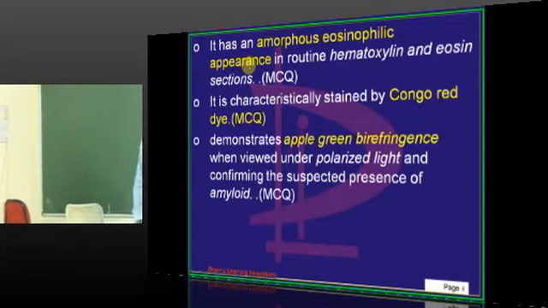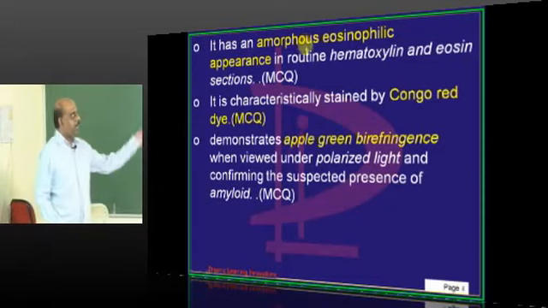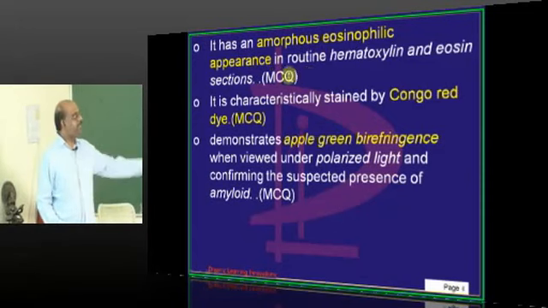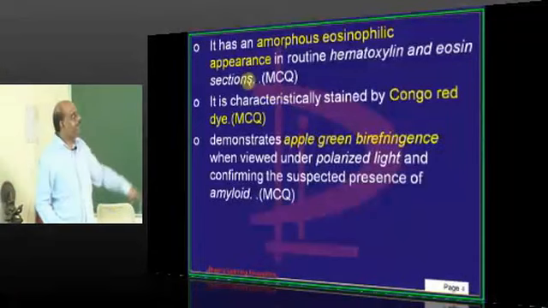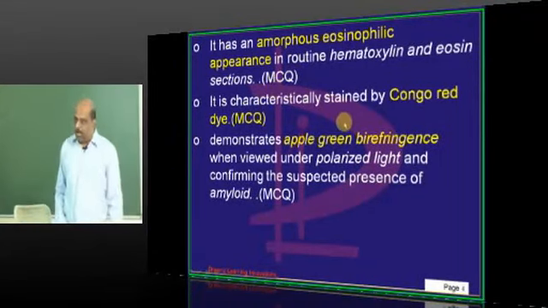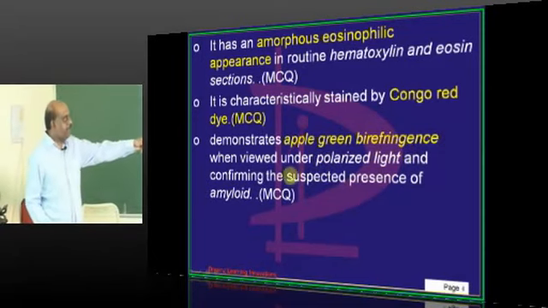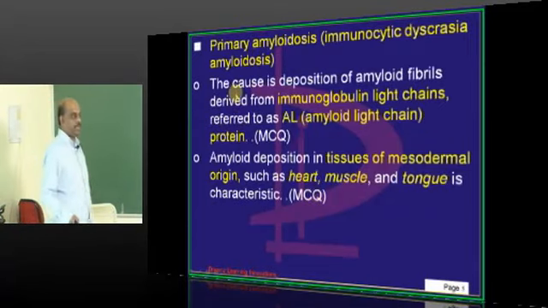How will a pathologist describe this when he looks at it through a microscope? Amorphous eosinophilic appearance is the classical feature. If you use a hematoxylin eosin stain, amorphous, not basophilic, eosinophilic is the typical staining pattern. If you do Congo red staining, then apple green birefringence under the polarized light is another important clue about amyloid.